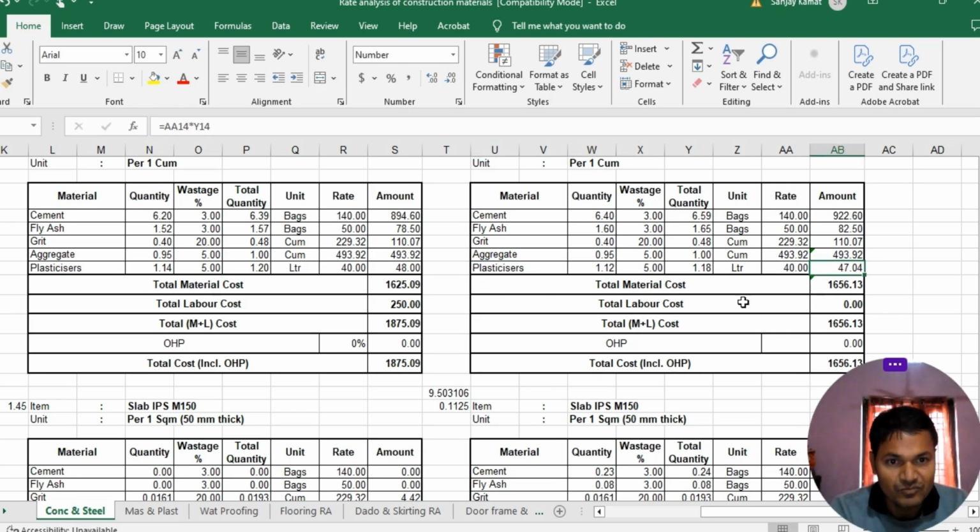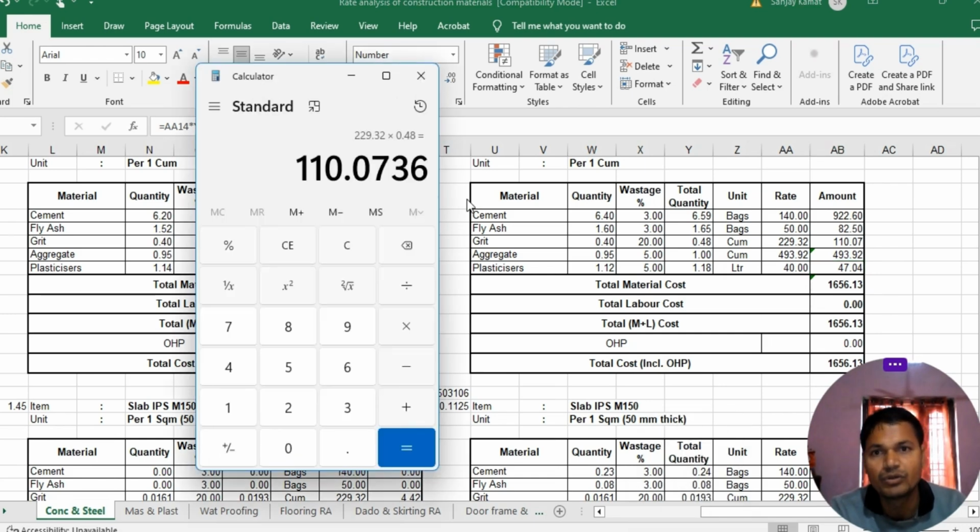Now, how much is the total amount we have? The cement amount is 922.60. Fly ash is 82.50, and grit is 110.07. The aggregate amount is 493.92, and plasticizer is 47.04. Now we sum all of this. Let's do it in the calculator, then we will see whether our calculation is correct or wrong.